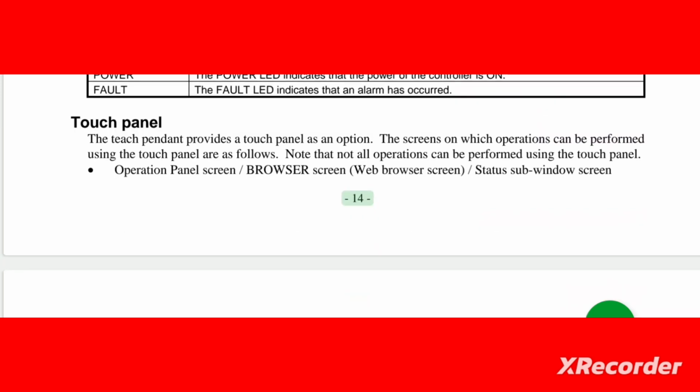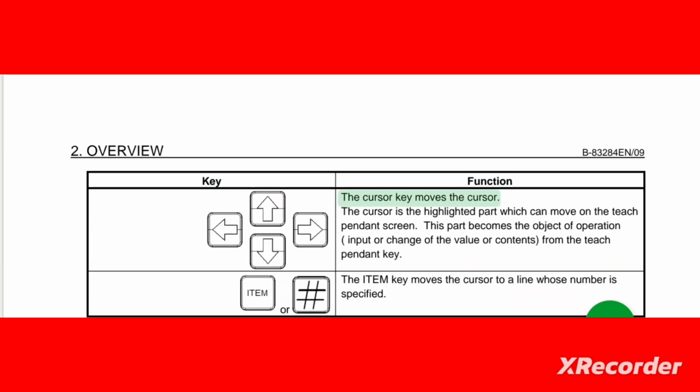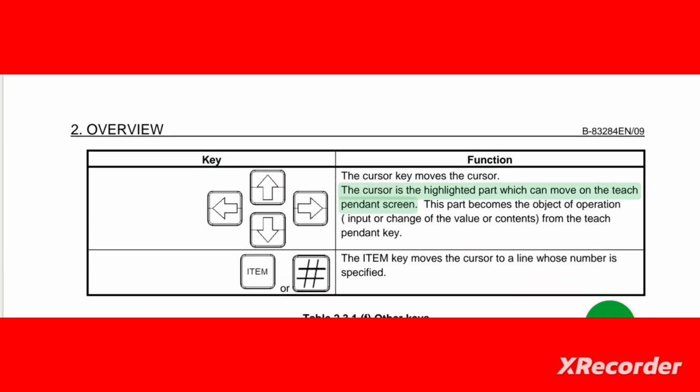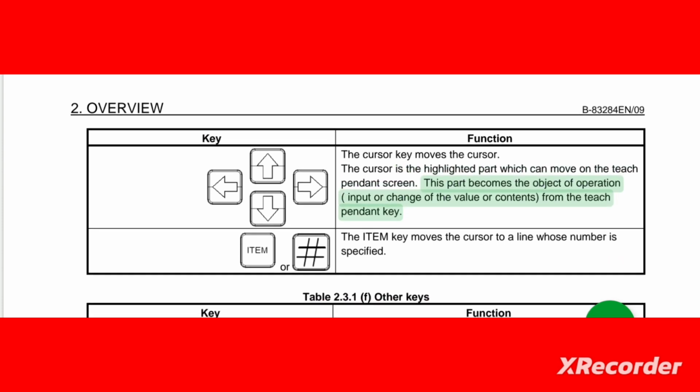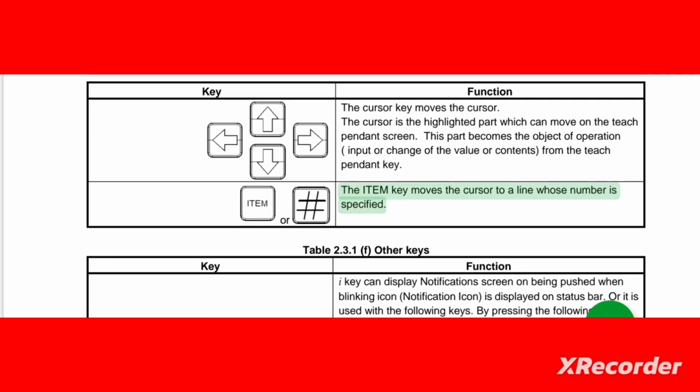Key function: the cursor key moves the cursor. The cursor is the highlighted part which can move on the teach pendant screen. This part becomes the object of operation, input or change of the value or contents from the teach pendant keys. The item key moves the cursor to a line whose number is specified.